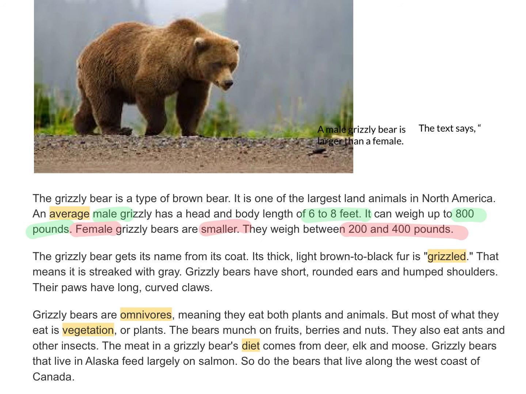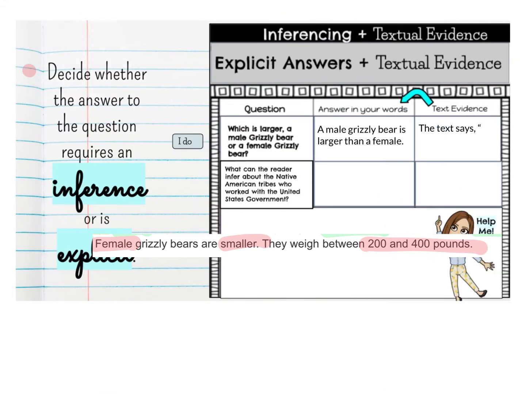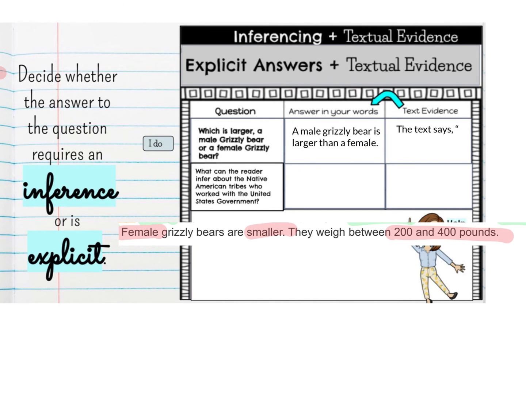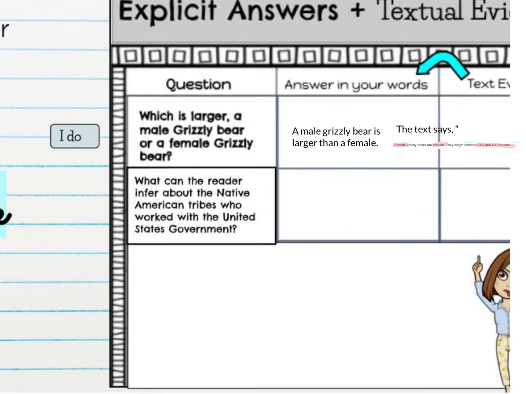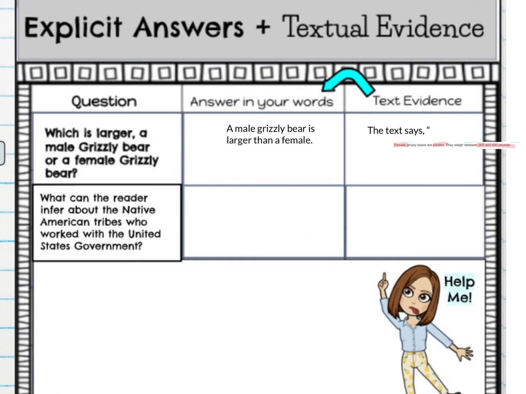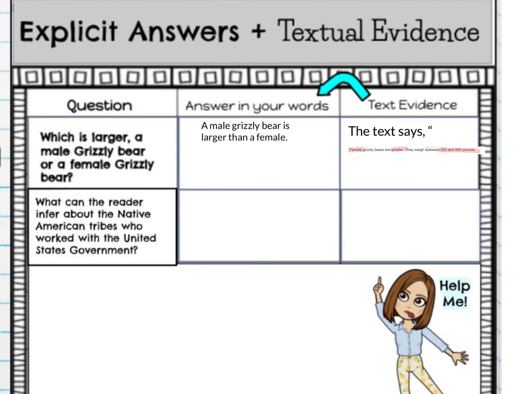The text tells me here, my answer, female grizzly bears are smaller. Then it says what they weigh. So I'm going to copy that word for word into my graphic organizer. I now have the text says female grizzly bears are smaller. They weigh between 200 and 400 pounds. And then I'm going to put a quotation mark around it. Since the text tells me they're smaller, this supports my answer that the male grizzly bear must be larger.